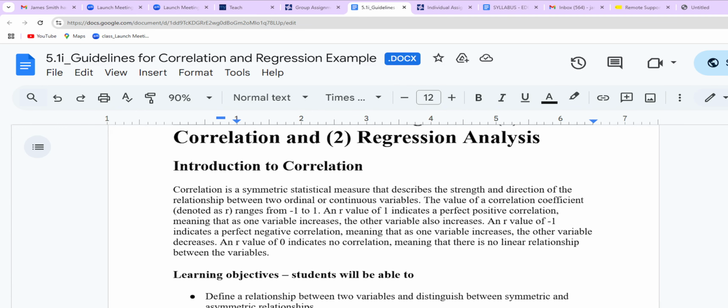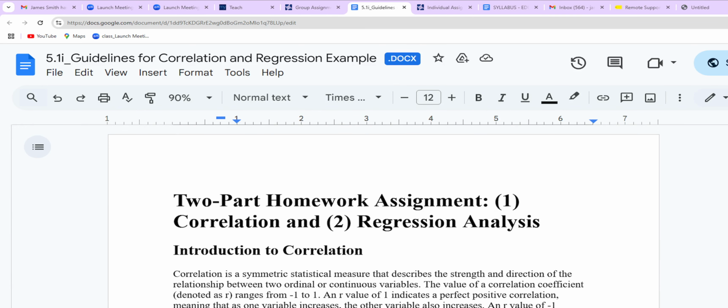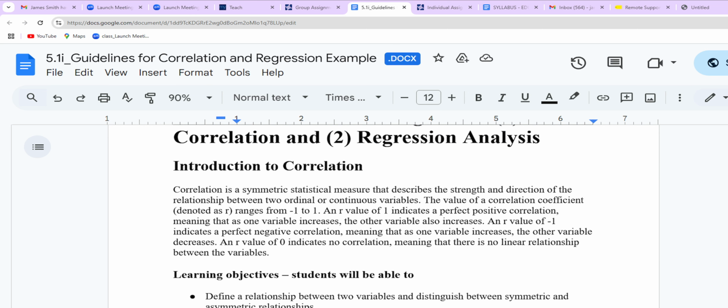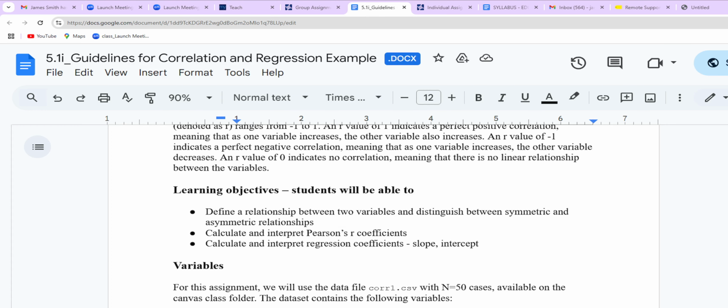Okay, students, let's move along to the correlation and regression exercise, where we're going to take a look at the relationship between regression and correlation. Remember that we're looking at a value between -1 and +1, where 0 means no relationship, 1 is a perfect positive relationship, and -1 is a perfect negative relationship, meaning that as one score goes up, the other score goes down.